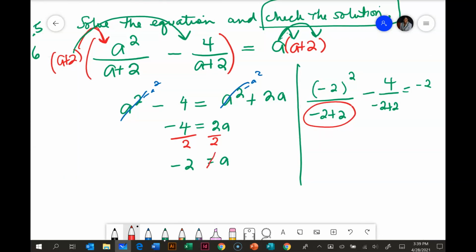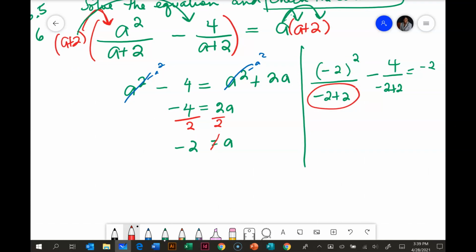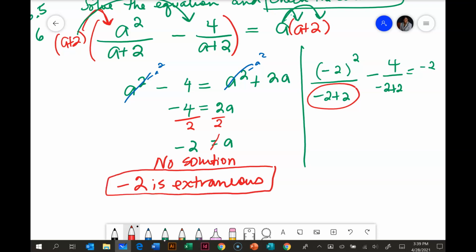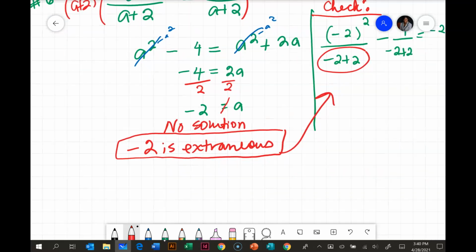So it turns out that a does not equal -2. Since that was our only possible solution for this problem and it is not the actual solution, then there is no solution to this problem. That -2 does not work. So -2 is extraneous. We came up with something that we thought was the solution, but when we checked our answer, it turns out it was an issue with the denominator. It made the denominator 0, so therefore -2 is extraneous.